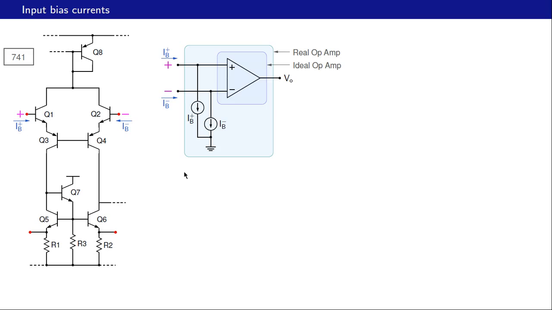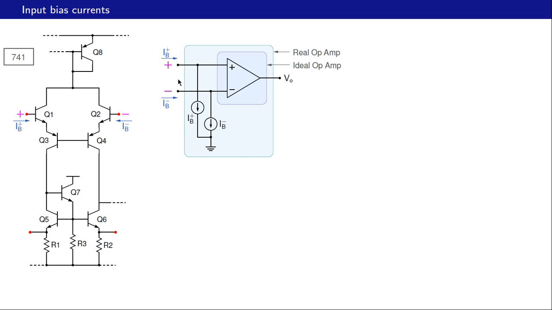So here is the model that we can use to represent the input bias currents. This is the overall real op amp which has non-zero input bias currents. This rectangle here is the ideal op amp which has no bias currents, and the bias currents are external to this ideal op amp, and they are represented by these current sources.